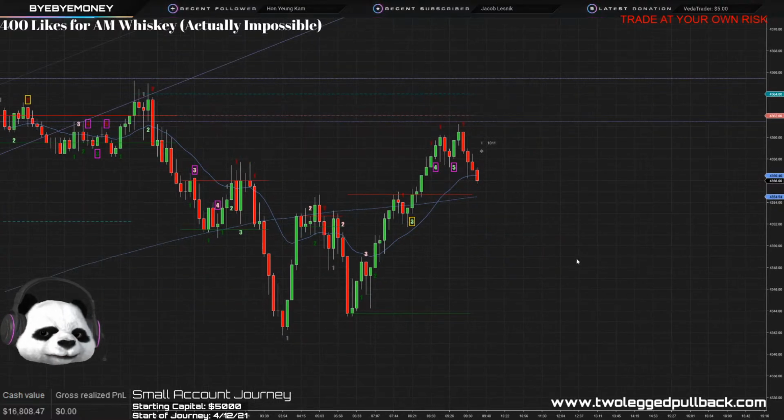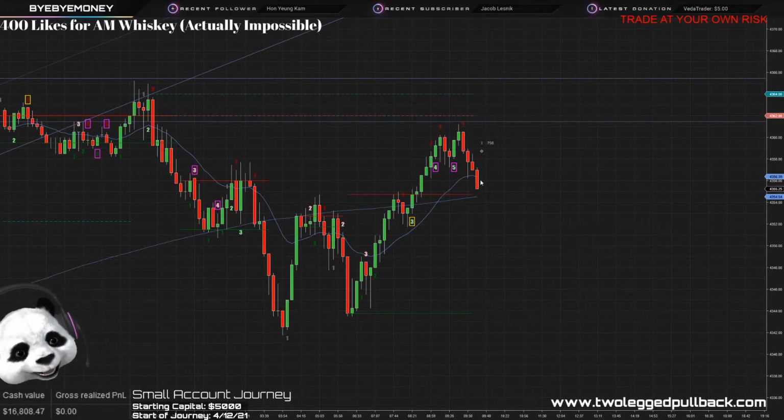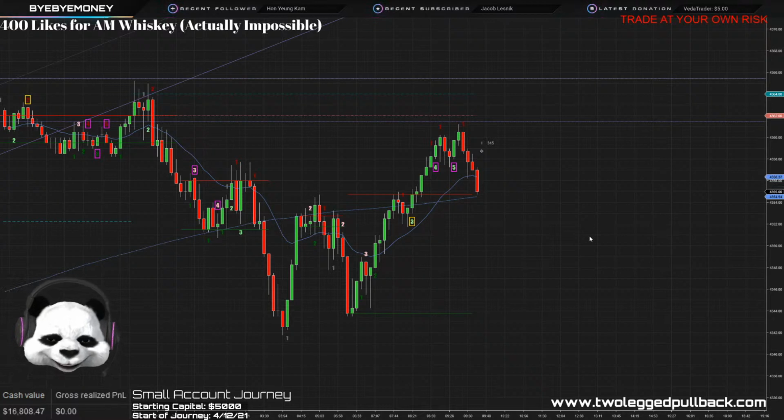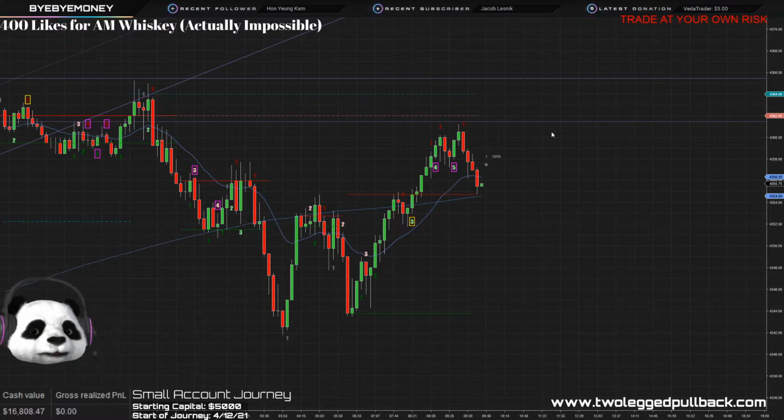Man. That could have been the swing I was looking for. I might have missed it. It happened right at market open, unfortunately. No. I wanted that swing trade. It's okay, pandas. We'll wait for it.